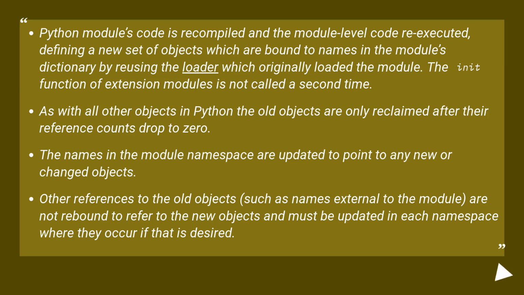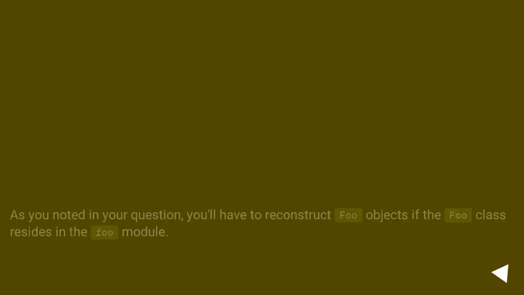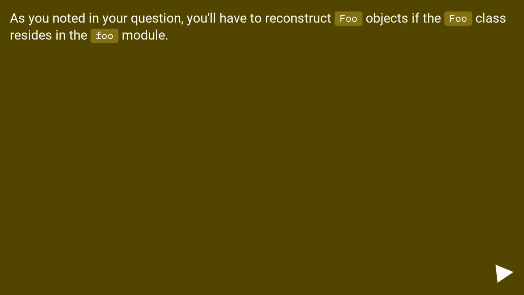Other references to the old objects, such as names external to the module, are not rebound to refer to the new objects and must be updated in each namespace where they occur if that is desired. As you noted in your question, you'll have to reconstruct Foo objects if the Foo class resides in the foo module.